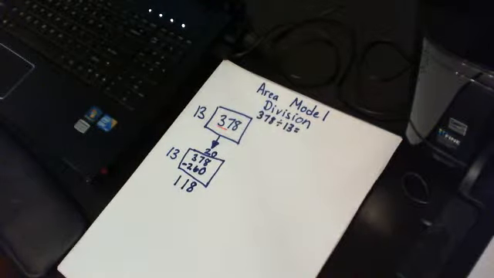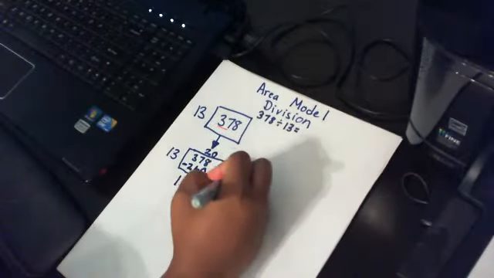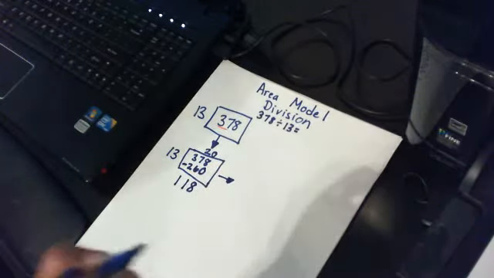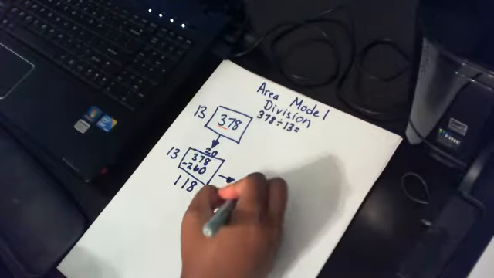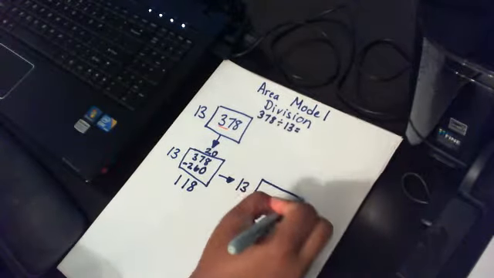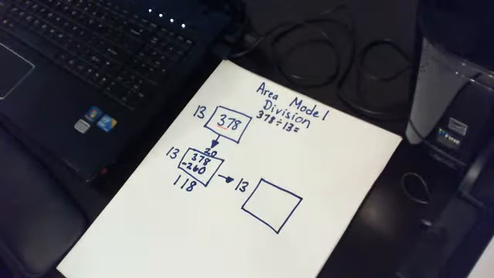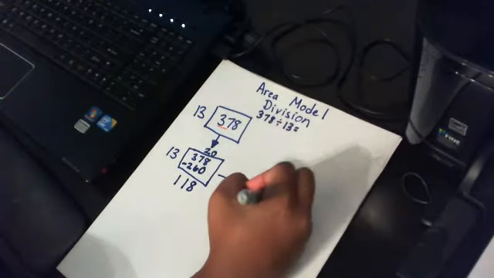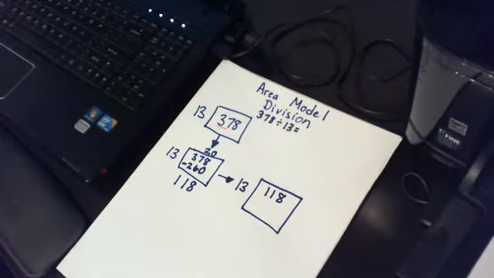So now we're going to play the same game. We're going to come over. I'm going to put my arrow. I'm going to draw the 13. I'm going to draw a box. But this time, I'm going to put the number 118 in the box.